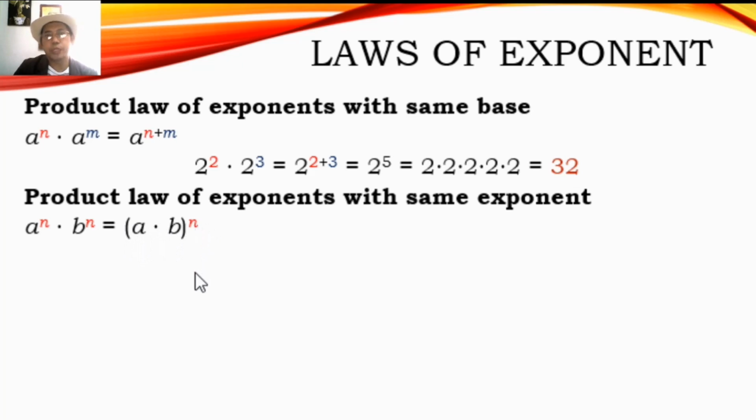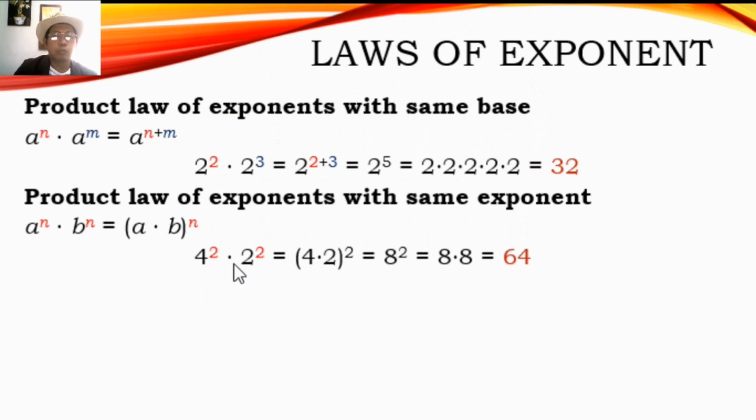So how do we apply this one? Let's continue. You will notice in here that I have 4 raised to the second power multiplied by 2 raised to the second power. How did I deal with this problem? I got the product of 4 multiplied by 2 to give you 8 and raised it to the second power, which is the common exponent of the 2 exponential numbers. That is the same as 8 multiplied by 8. It will give you 64.